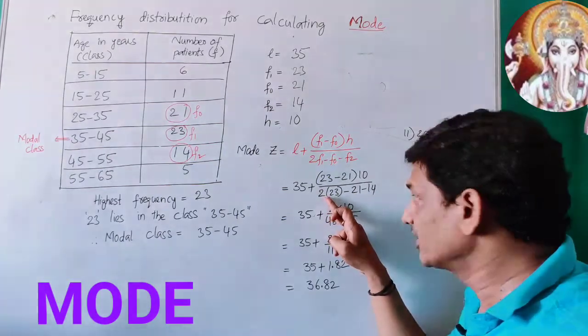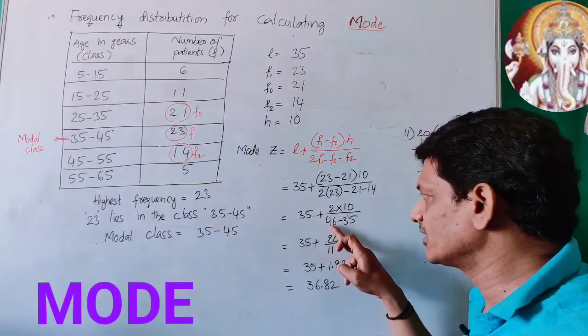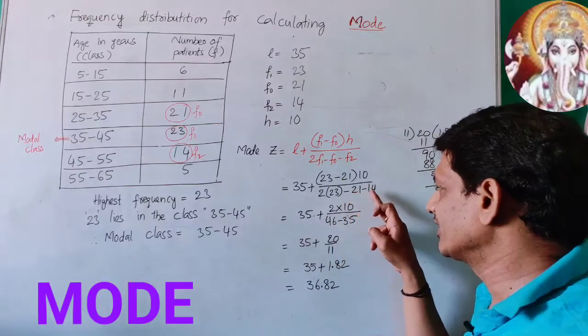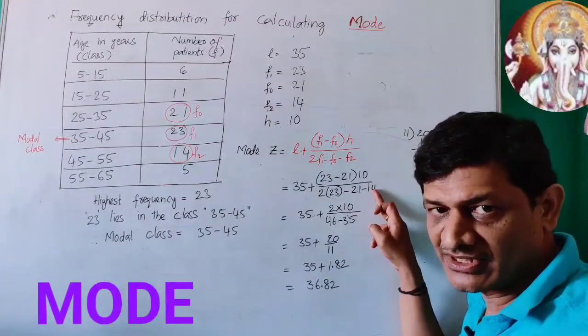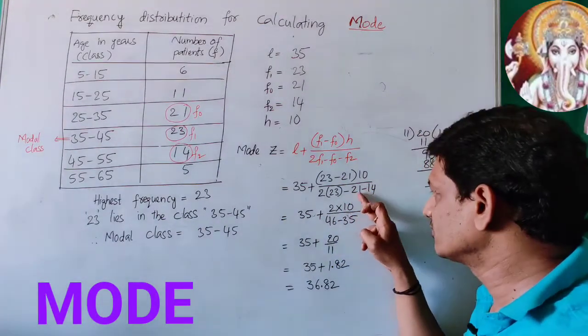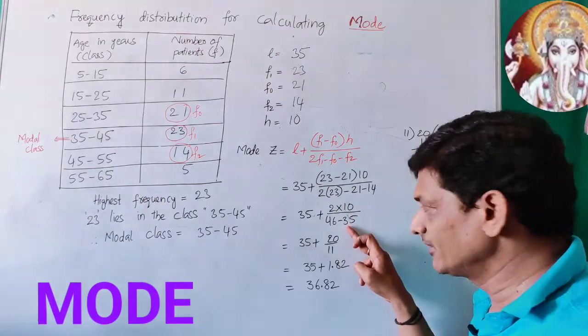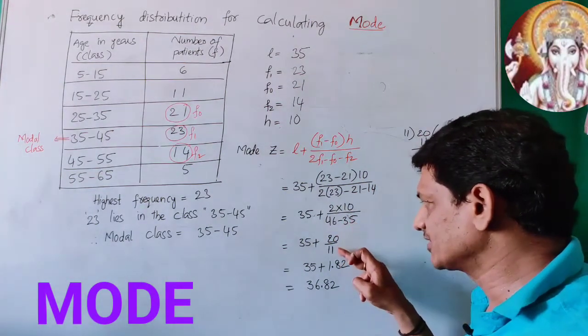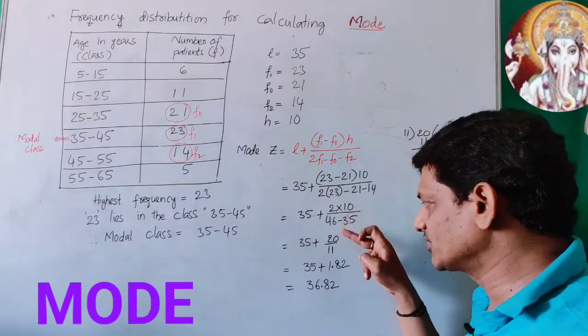Now coming to the denominator, 2 into 23 is 46. Now add the negative values 21 and 14. Both are negative, so their sum becomes negative 35. So 46 minus 35 is 11. The numerator, 2 into 10, is 20.